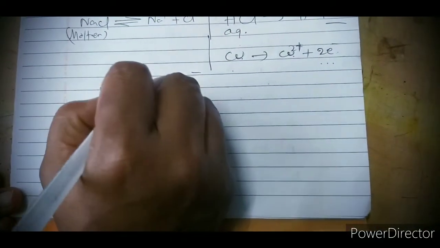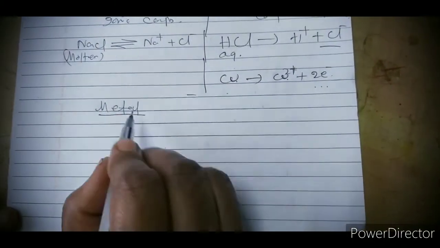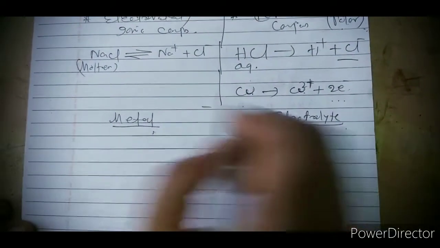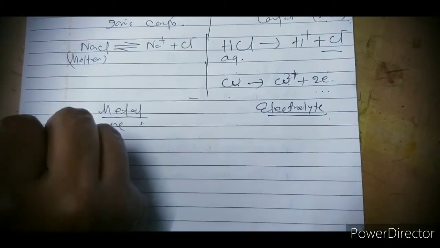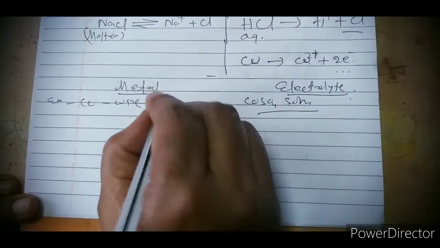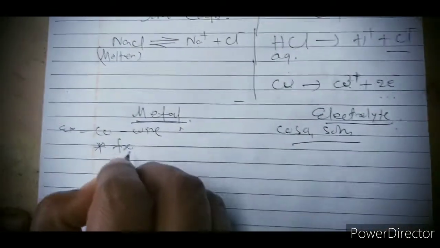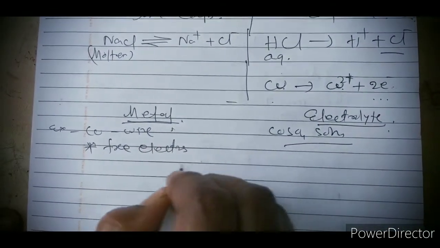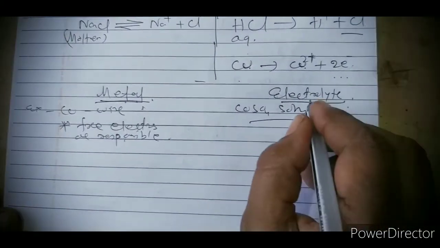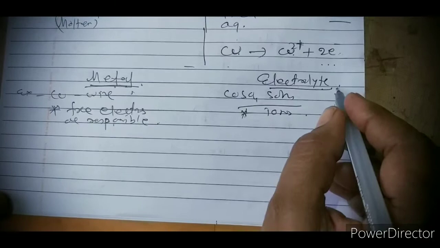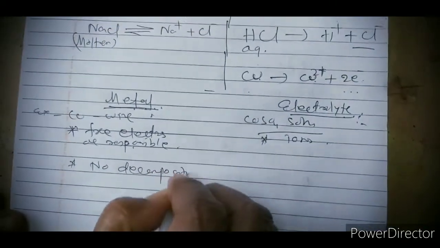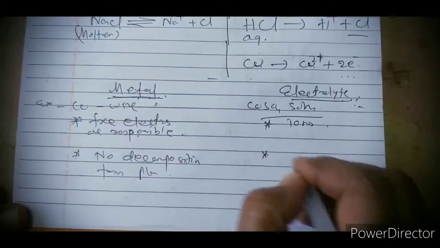Here we can take the difference between metallic conduction and electrolytic conduction. So we will take metal and we will take electrolyte. In case of metal, let us take copper wire as an example, and for electrolyte, let me take copper sulfate solution. So what happens in case of metal? Free electrons are responsible for conduction of electricity. But in case of electrolyte, ions are responsible for conduction of electricity. In case of metal, what happens? No decomposition takes place. But here decomposition takes place.